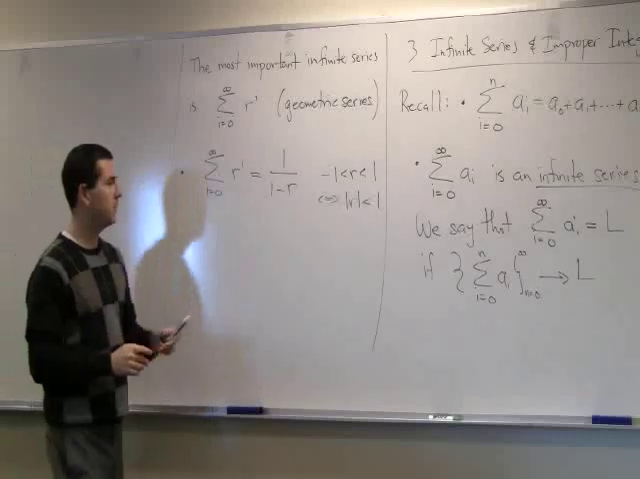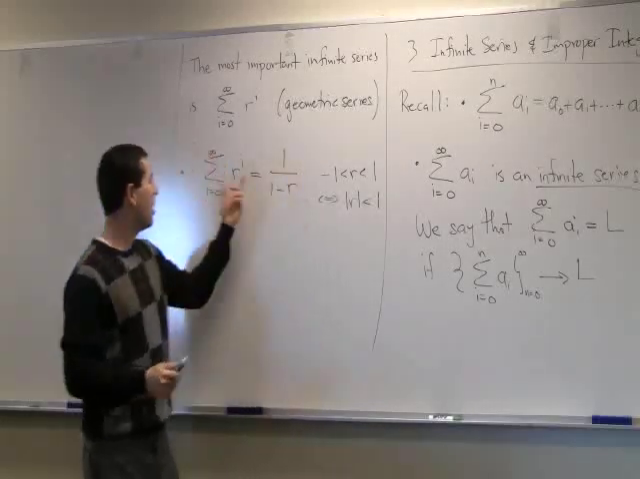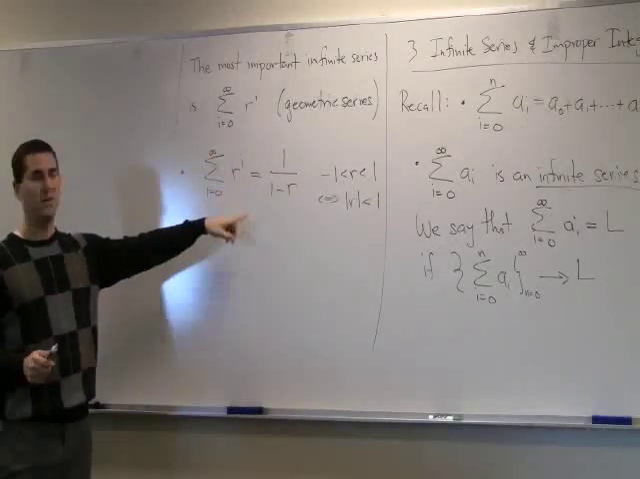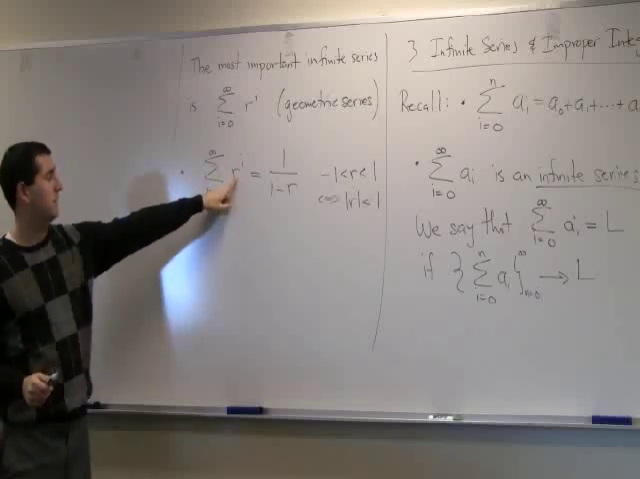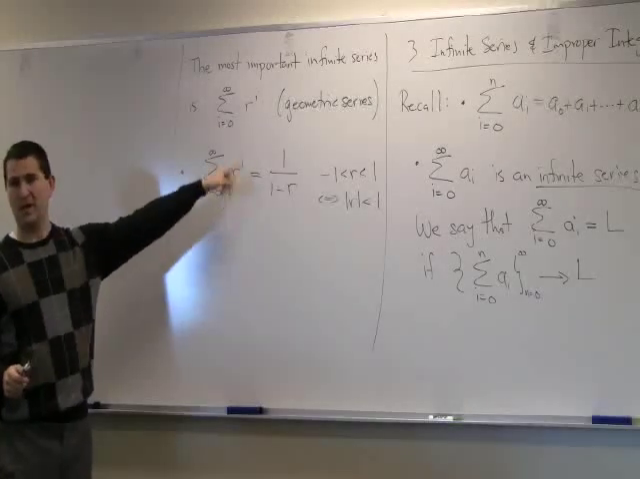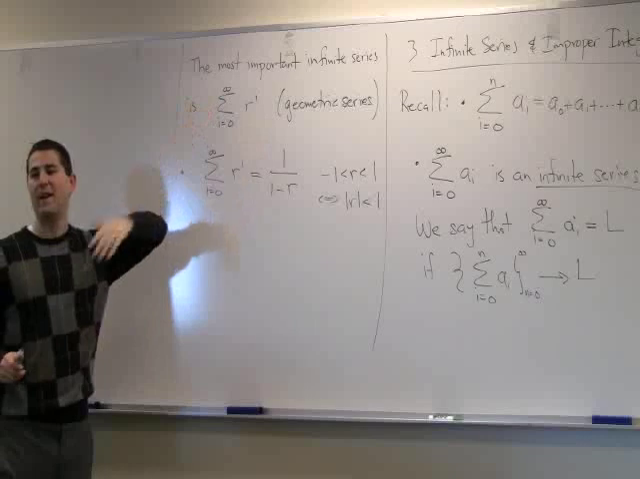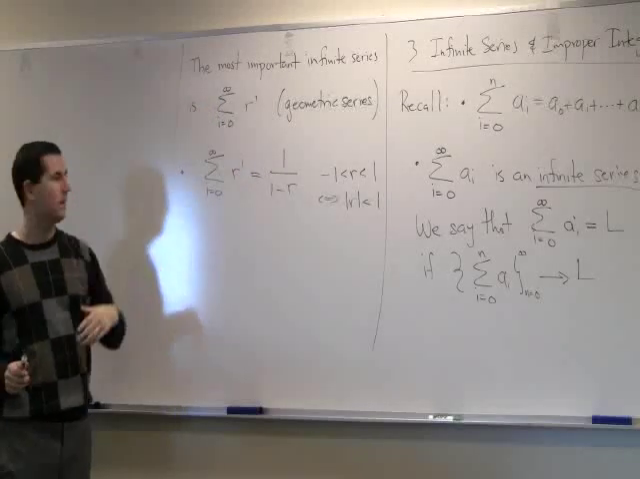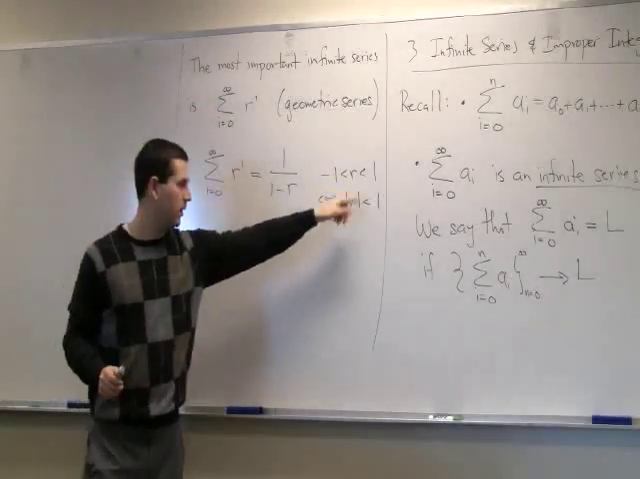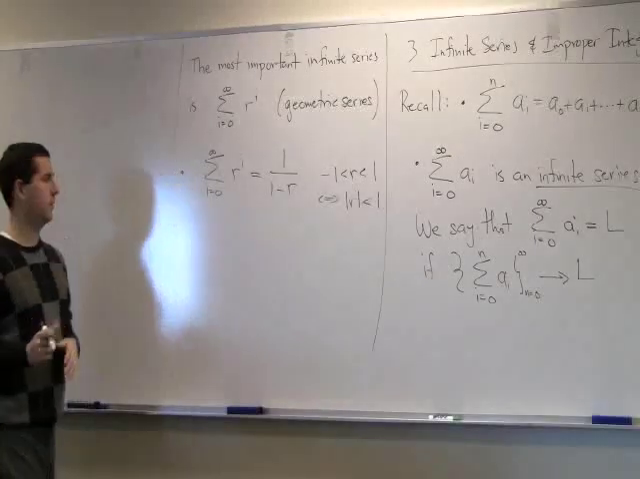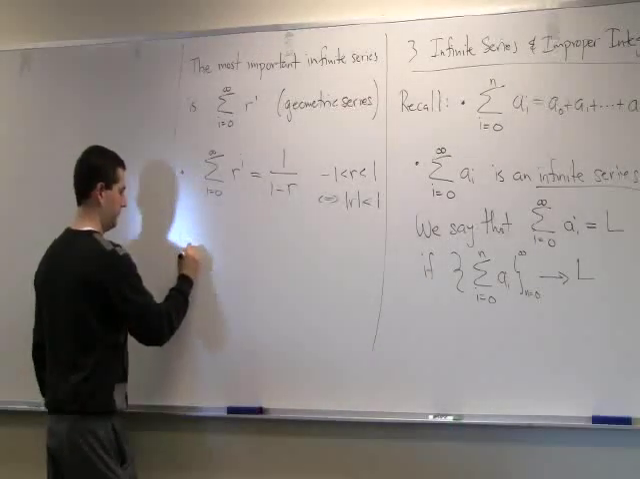Okay. So this is important, of course. If you let R be 2, for instance, then you would have 1 plus 2 plus 4 plus 8 plus 16 plus 32, and there's just no way that's going to converge to anything. But between minus 1 and 1, it's okay to converge this.